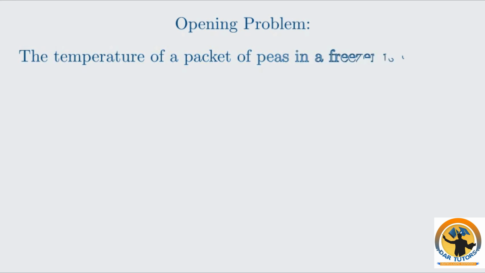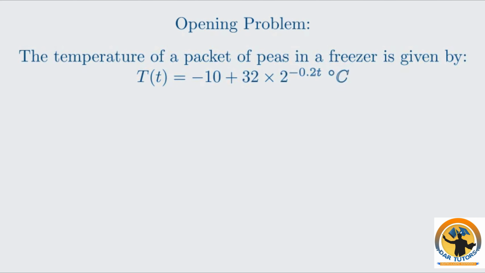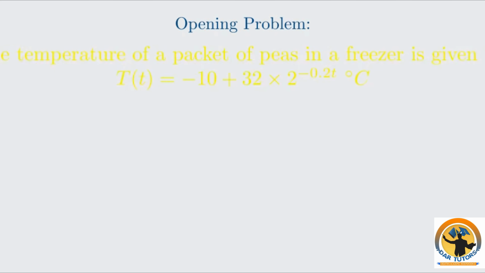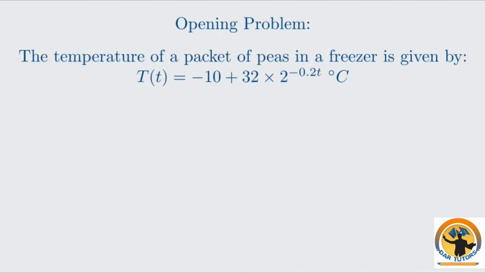Imagine you place a packet of peas into a freezer. The freezer's temperature is negative 10 degrees Celsius. The temperature of the peas, T, after t minutes, is given by the formula T of t equals negative 10 plus 32 times 2 to the power of negative 0.2t. This formula describes how the temperature of the peas changes over time.